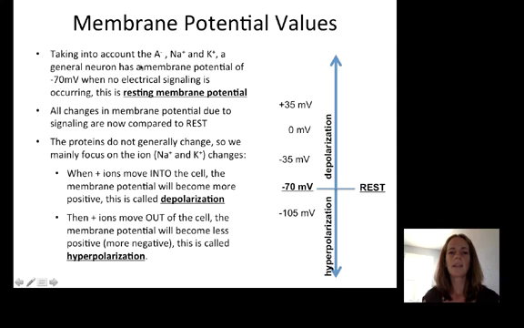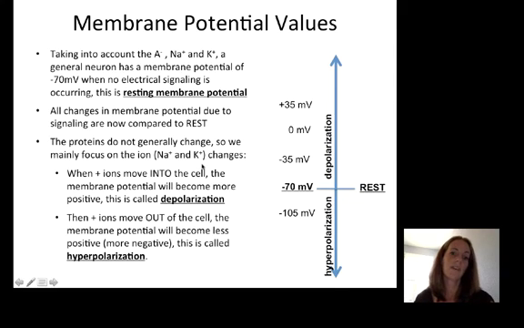So taking into account the anions, the sodium and the potassium, a general neuron has a membrane potential of minus 70 millivolts. This is at rest when no electrical signal is occurring, and this is what we call the resting membrane potential. So we're going to set it down here, negative 70 millivolts at rest, and we're going to go up and down based on some signals. So all changes in membrane potential due to signaling are now compared to rest, and we have some terms for this. The proteins generally cannot move in and out of the cell. They're too big, they're stuck. So we're mainly going to focus on the ion changes, sodium and potassium.